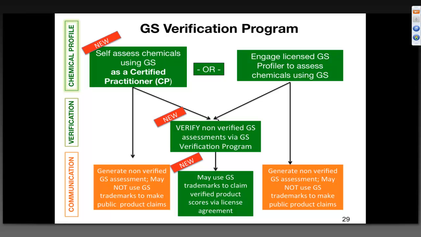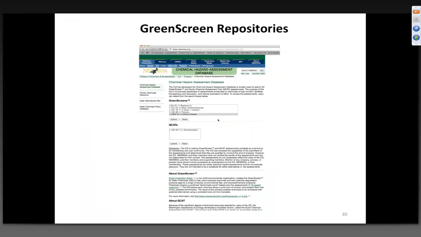And the other thing, which I think is kind of the holy grail for us right now, is can we build repositories where green screen assessments can be held and shared either freely or inexpensively. And there's one effort to do that right now that's up and running, and that is the Interstate Chemicals Clearinghouse. It's the group of 10 states, and they have built a web-based portal.